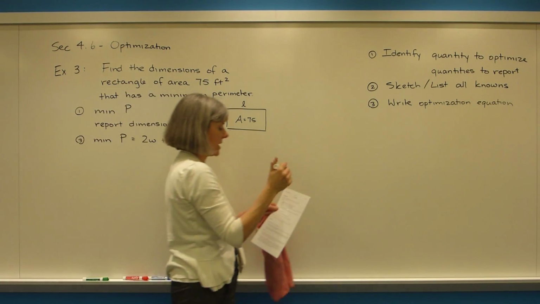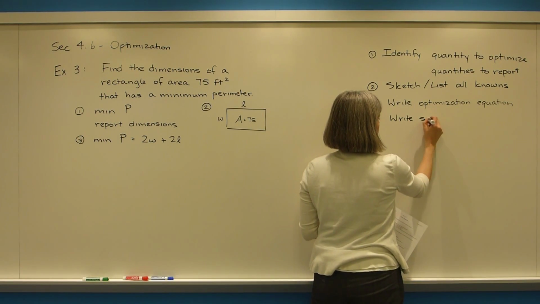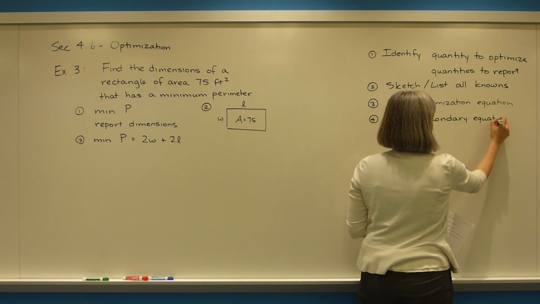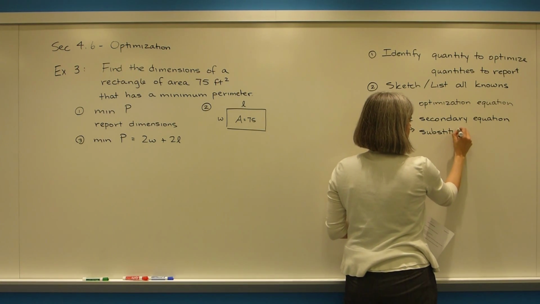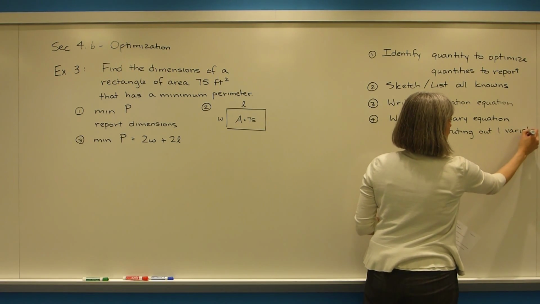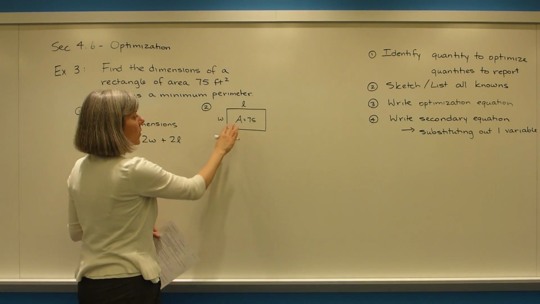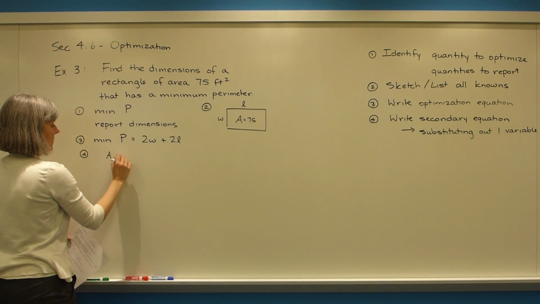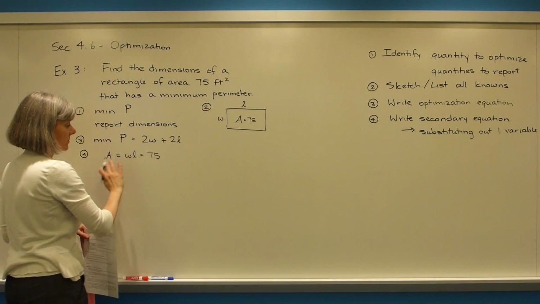So that's the next thing we need to do, which is to write a secondary equation. There's more information in the problem. Write your secondary equation, and you're going to use this one for substituting out one variable, so that we can go down from 2 variables down to 1. Okay, so what other information do I know here? I know that the area is 75. What's the area of a rectangle? Width times length. So I know this, and I know that this is equal to 75. I know all of that.